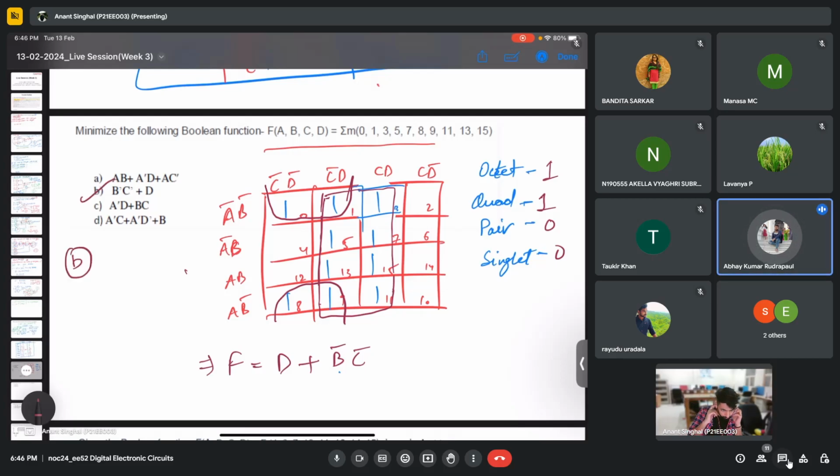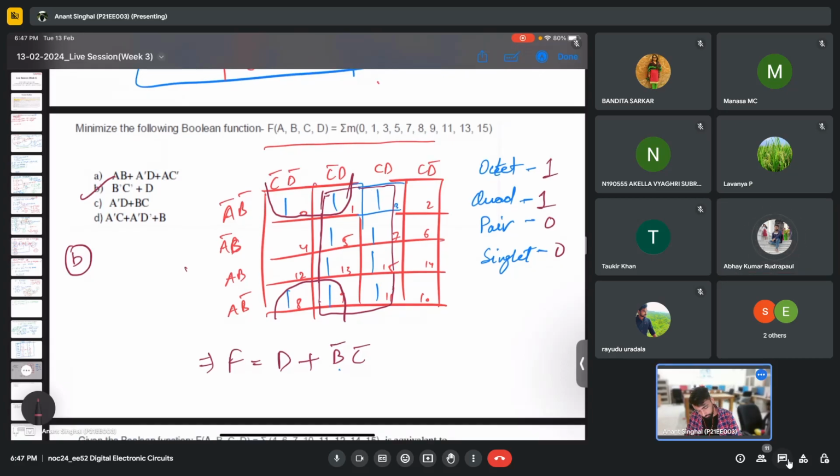Sir, I am unable to understand the lines, when you selected C bar D bar and C bar D. Sir, please can you repeat? Which part are you not able to understand? Why I've selected these? Yes, sir. So we need to find the maximum number of values. There is a priority chart kind of thing. We first check if there is any octet possible in the given K-map. Then we'll check for quad, then pair, and then singlet.